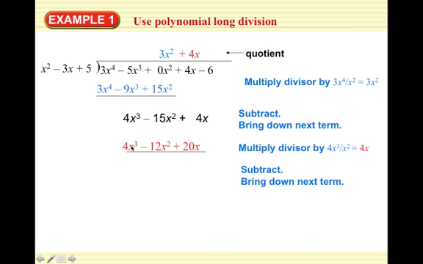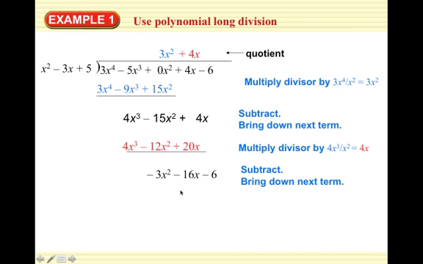So 4x cubed minus 4x cubed is going to give us 0x cubed, which is what we wanted to do. Negative 15x squared minus negative 12x squared, that's the same thing as plus 12x squared, so that gives us negative 3x squared. 4x minus 20x gives us negative 16x, and then we bring down the minus 6.